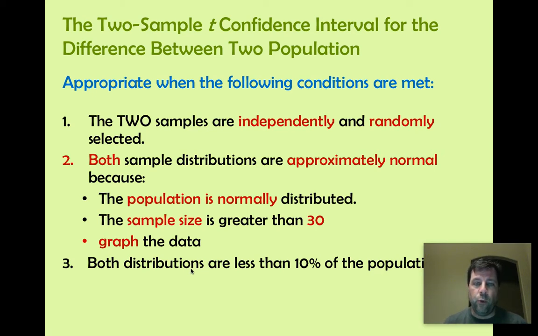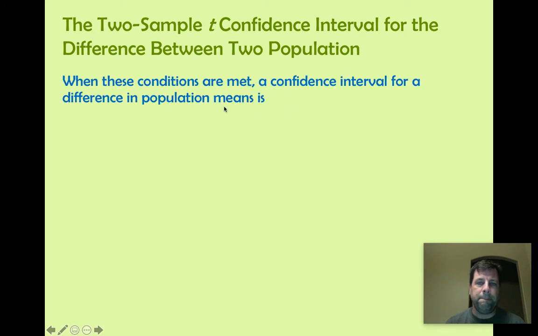Again, that's to help reduce the chances of multiple samples from the same thing, repetition. So there are three conditions that we're going to use, the same ones we've done.